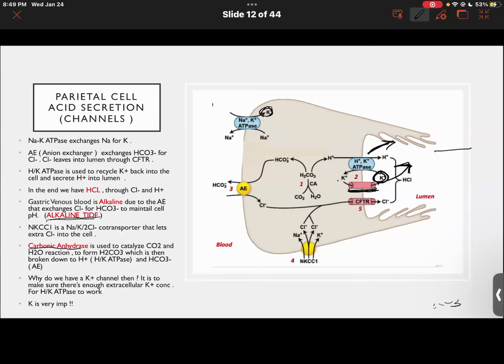That means one needs to go this way and the other needs to go this way. Well, the one going this way is the potassium. And for it to go in this direction, it needs to be outside. And this channel, this one, allows it to be outside.